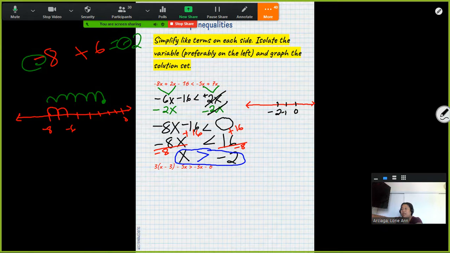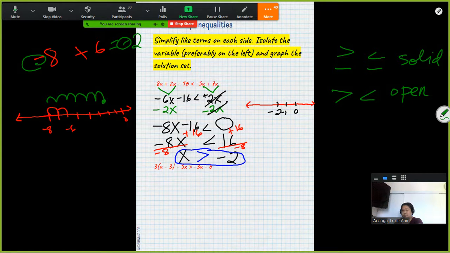Solid or open? Which one would it be, and how do you know? If there's an equal sign underneath, that's solid, right? But if it's strictly greater than or less than, that's open, because having the equal sign means it can be equal to that number.